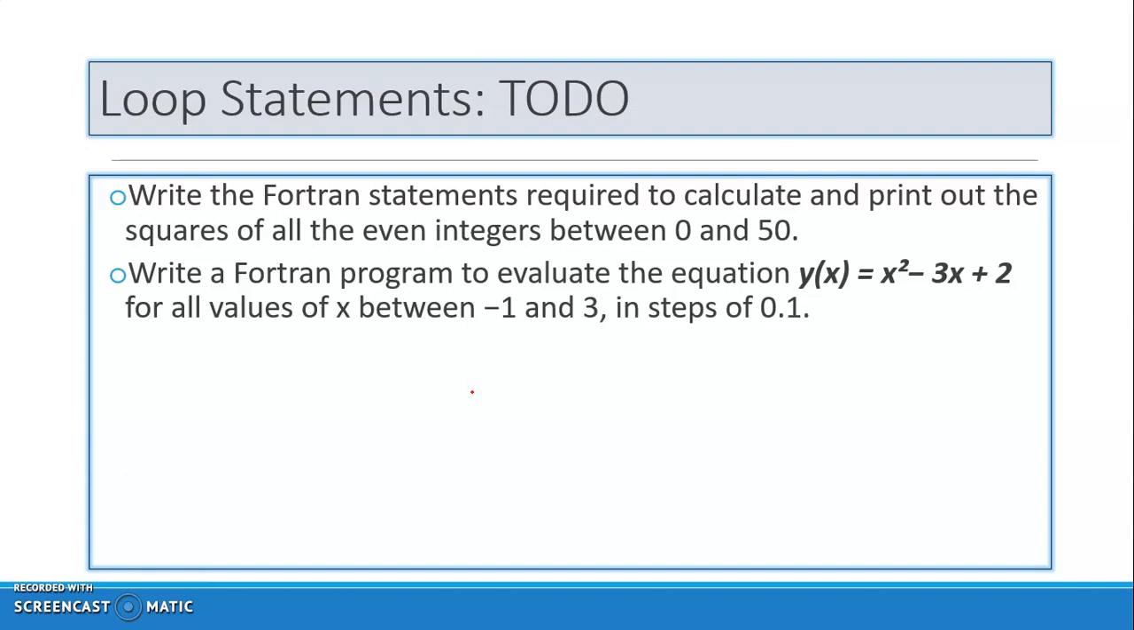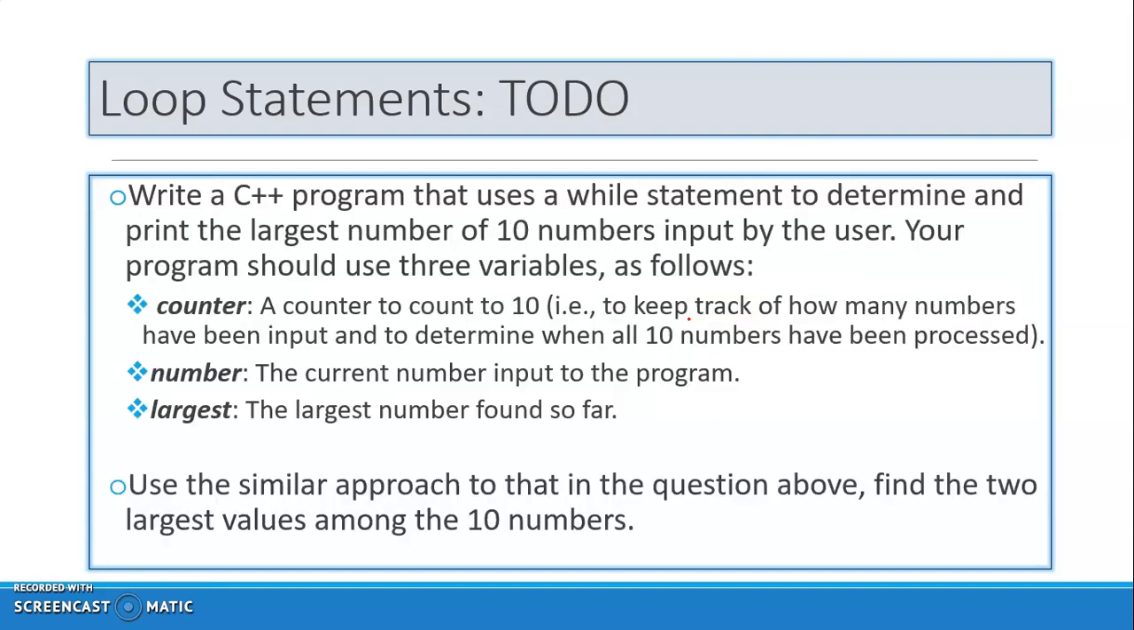The first one, we are looking at a Fortran program that should calculate and print out the squares of the even integers between 0 and 50, or a program that should evaluate the following equation for values in the range of -1 up to 3, using 0.1 as a step from one value to the next. And of course, we have so many other examples that you can try out.